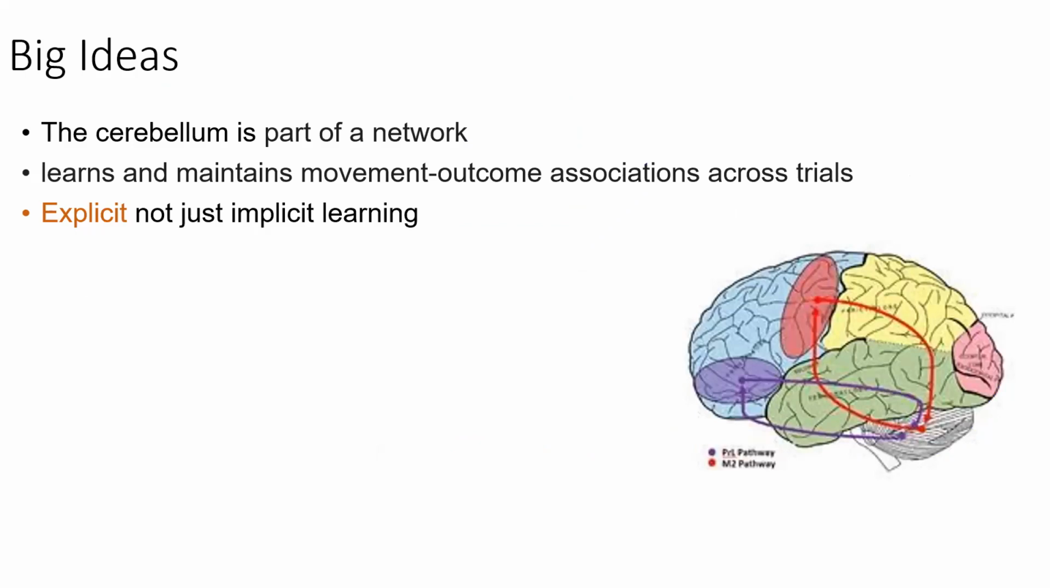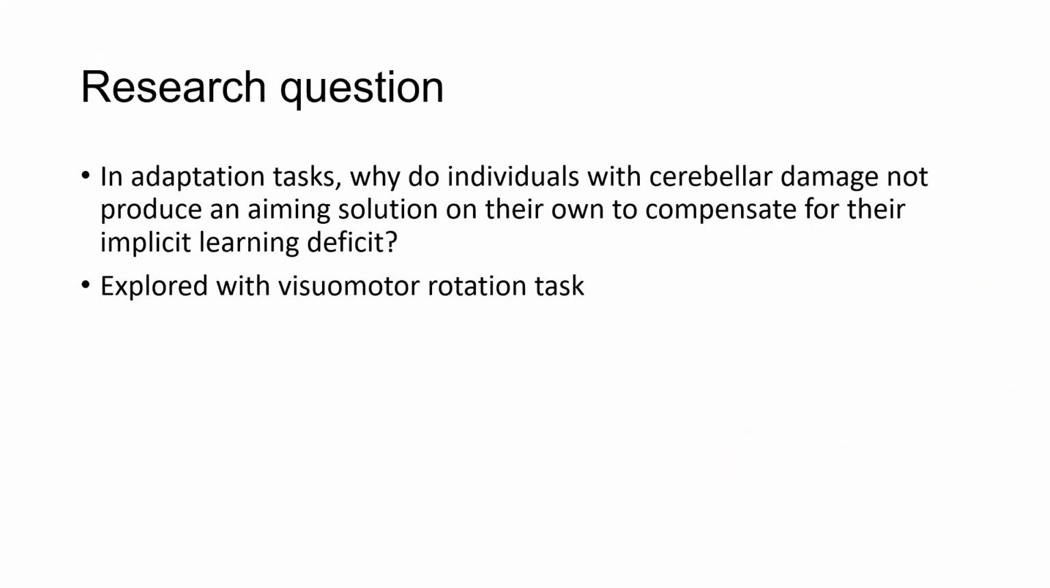So before getting into the research, overall, we can appreciate the following. The cerebellum is part of a learning network that learns and maintains movement outcome associations across trials and is involved in explicit, not just implicit learning. And the research question, finally, the specific question here is, as I said before, in adaptation tasks, why do individuals with cerebellar damage not produce aiming solutions on their own to compensate for their implicit learning deficits? And this question was explored using a visual motor rotation task.